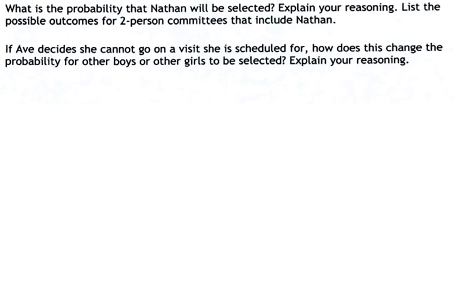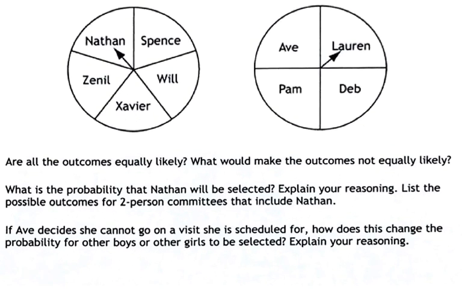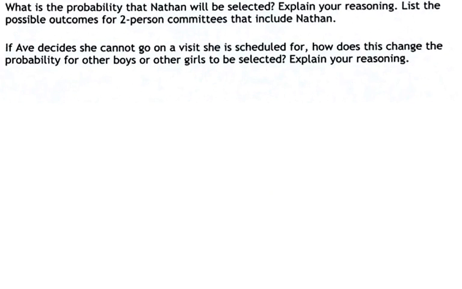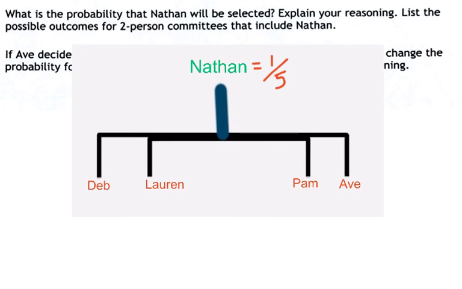The next question, what's the probability that Nathan will be selected? Explain your reasoning and list the possible outcomes for a two-person committee that include Nathan. Well, there's 5 boys, so it's a 1/5 possibility that Nathan will be selected. And here's all the possible combinations: Nathan and Deb, Nathan and Lauren, Nathan and Pam, Nathan and Ave. So questions like this basically require you to create a tree diagram.